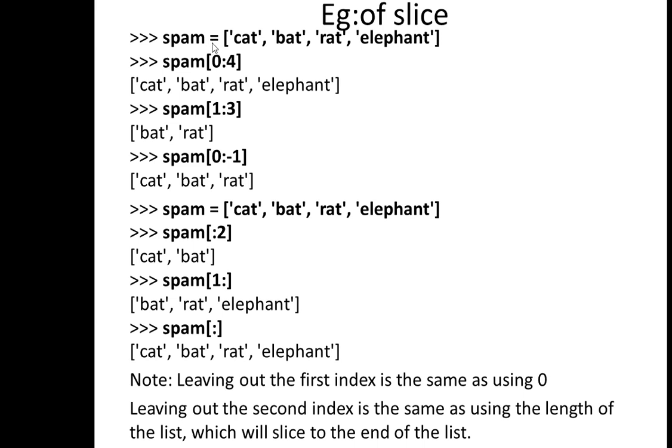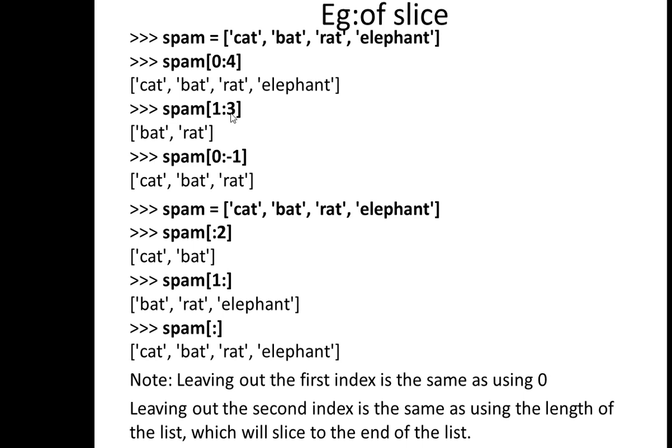Let's say we have created a list: cat, bat, rat, elephant. If we write spam[0:4], we are taking items from the list spam starting from index 0 up to 3. The first integer indicates the starting index, and the second indicates that we go up to 3, but 4 is not included. So 0, 1, 2, 3: cat, bat, rat, elephant will be accessed.